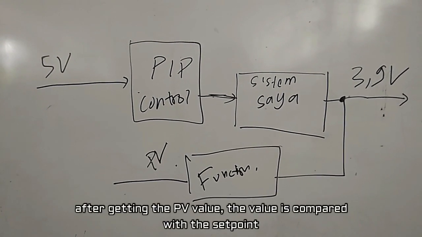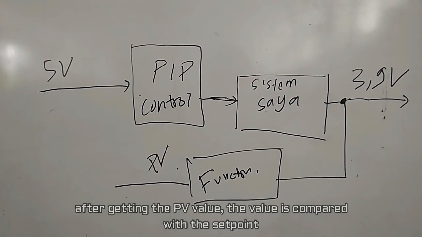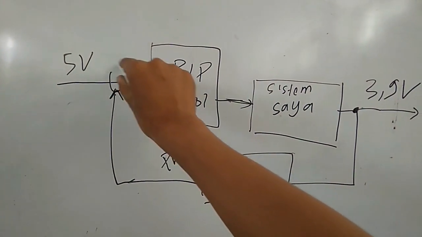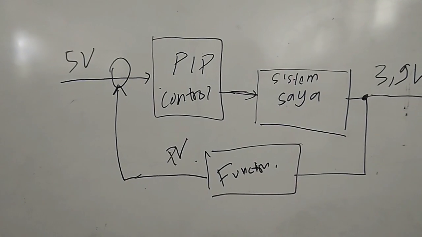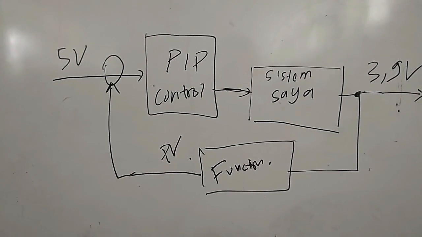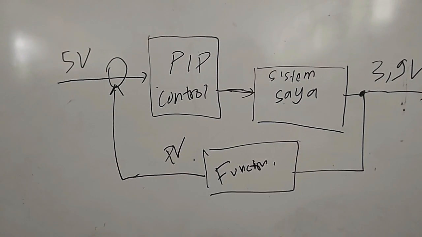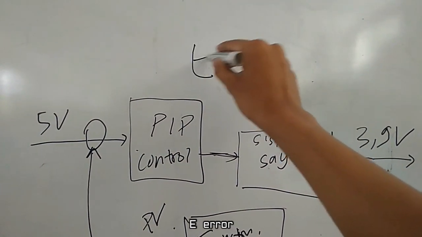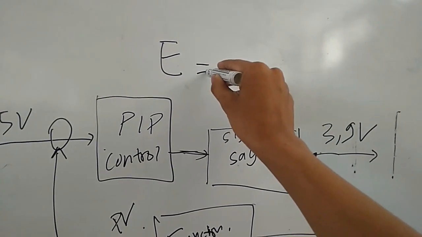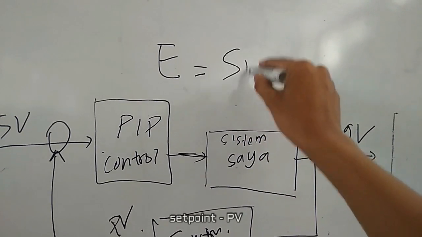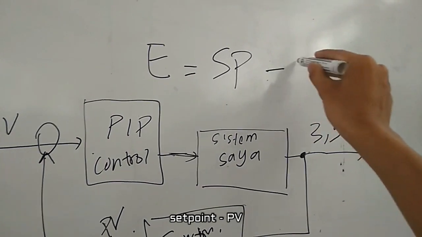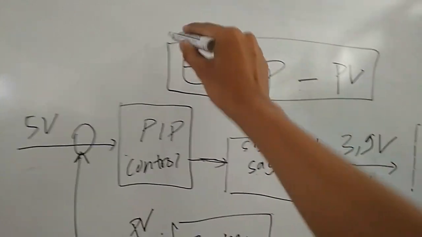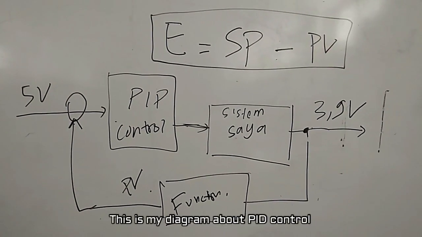After getting the PV value, the value is compared with the set point. And enter the formula: E, error, equals set point minus PV. This is my diagram about PID control.